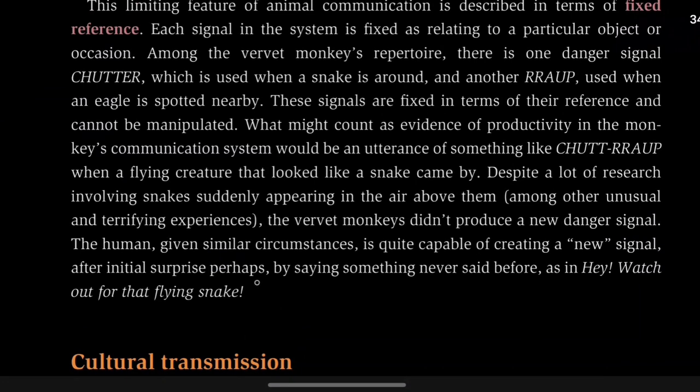The human, given similar circumstances, is quite capable of creating a new signal after initial surprise, perhaps by saying something never said before, as in, "Hey, watch out for that flying snake."